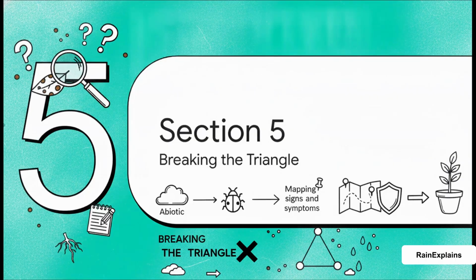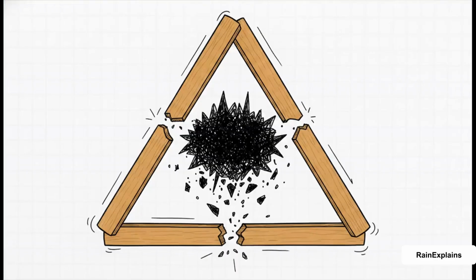Let's wrap this up with Section 5, Breaking the Triangle. So, as garden investigators, we've gathered our clues, we've distinguished abiotic from biotic, and we've accurately mapped our signs and symptoms. Now, how do we use all this knowledge to solve the case and actually protect our plants? We bring it all right back to the disease triangle. The most empowering realization in all of plant pathology is that we don't always have to completely eradicate the pathogen to save our garden. Pathogens are just a natural part of the environment. Instead, we just need to strategically disrupt the other two sides of the triangle. If the host isn't susceptible or the environment isn't favorable, the disease just collapses.